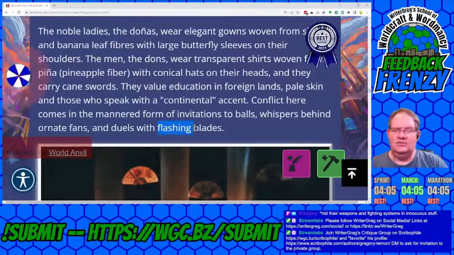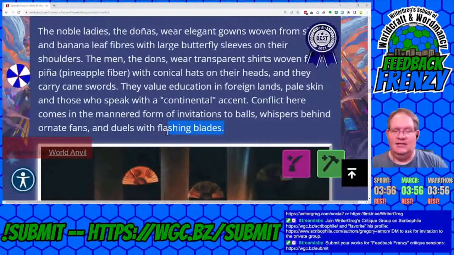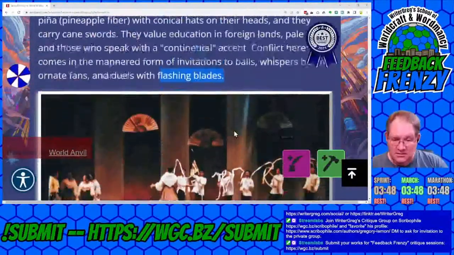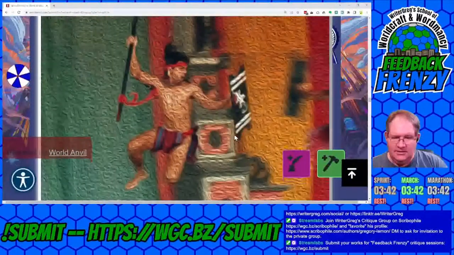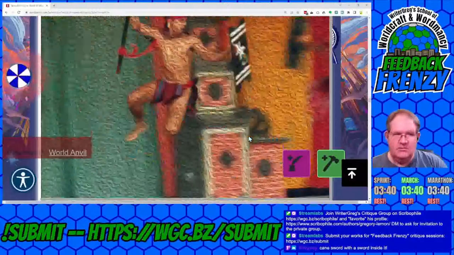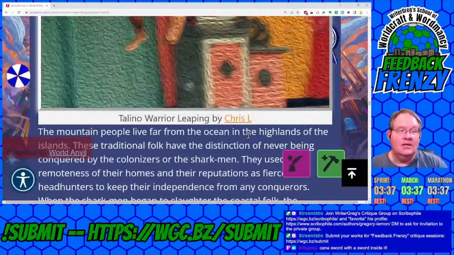How does a sugarcane sword flash? Isn't that usually a metal required to flash? It's not like the flashing handle, but the flashing blades. Sorry, focus. Ooh. Wow, that's cool. Oh, it's a cane sword with a sword inside it. Oh, so it's like a walking cane when it's sheathed, but it's a sword if you pull it out of the scabbard.